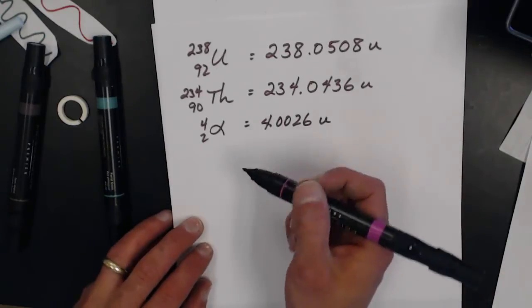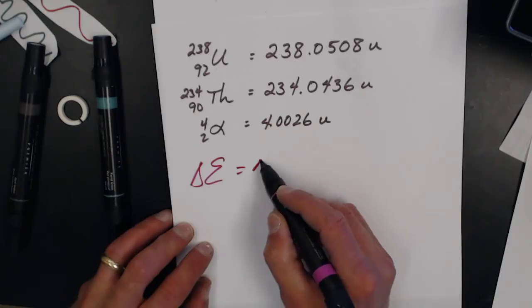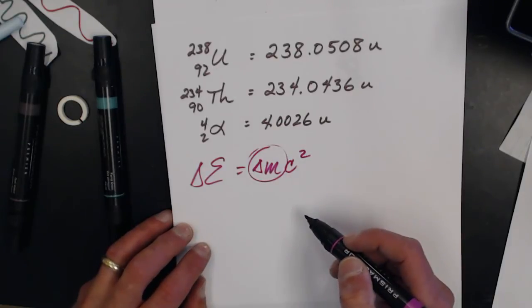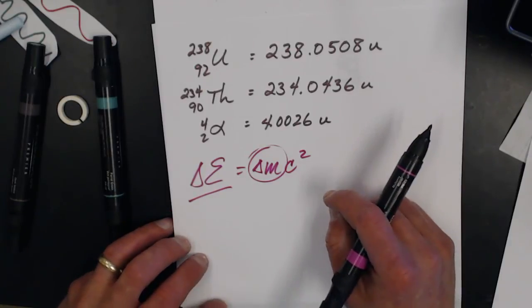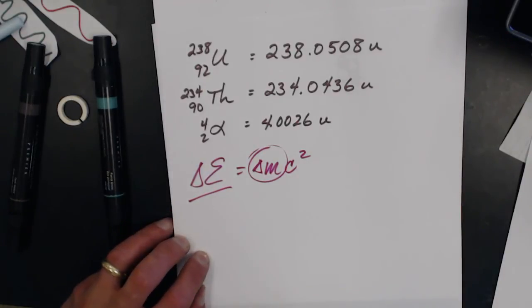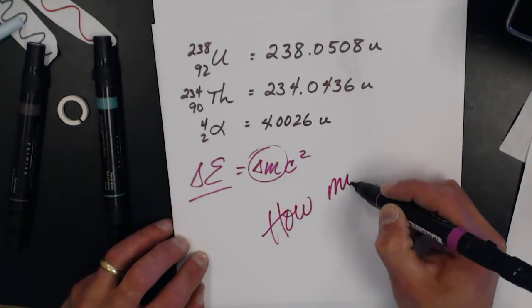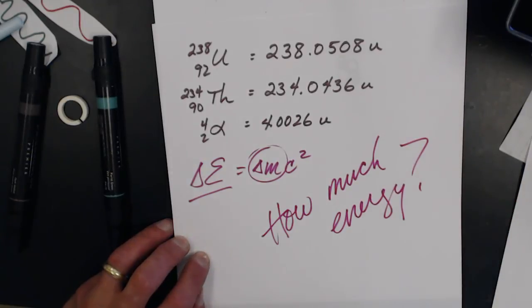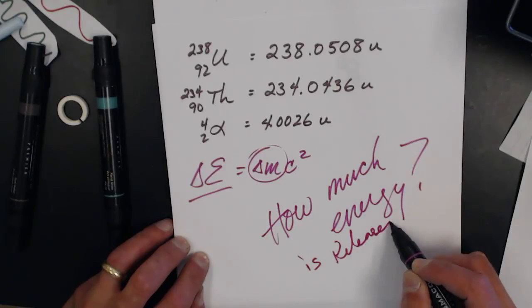So now we can find out, right? The change in the energy is going to be the change in the mass times c squared. We need to find out what that mass defect is, which is then going to tell us our energy, which is my question for you tomorrow. How much energy is released?